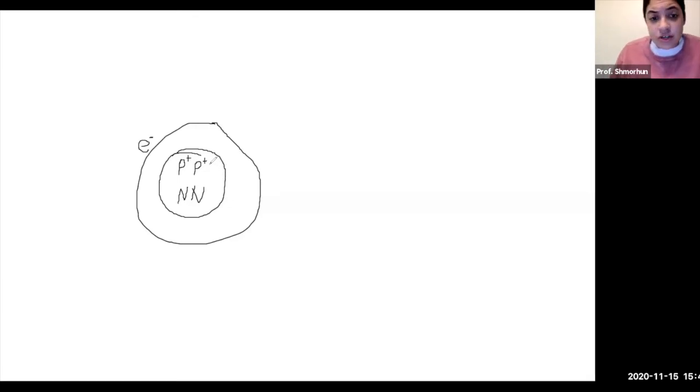Each proton essentially has a mass number of one, and each neutron also has a mass number of one. Electrons are very, very small, and so they almost have a mass number of zero. So why are we talking about atoms? Well, atoms are the smallest unit of matter that forms a chemical element.